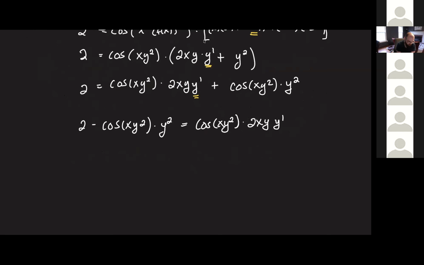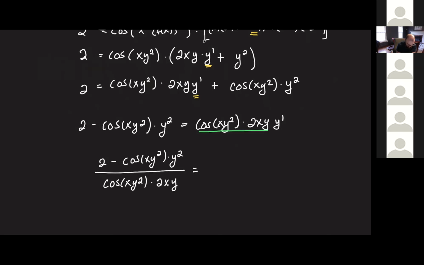Okay. And then to finish this off, I'm going to divide both sides by this to get y prime by itself. And so what we should end up with is 2 minus cosine xy squared times y squared divided by cosine xy squared times 2xy equals y prime. Okay, and so then this should be our derivative.